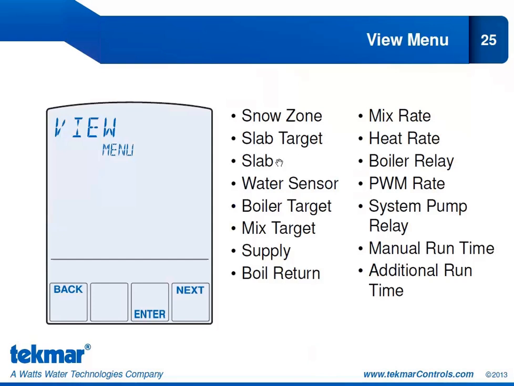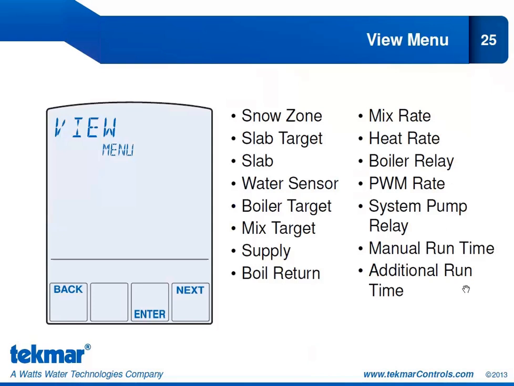We get to see what the current slab temperature is. It also shows us the state of the water sensor. So this would be the 090 or 094. It'll show up as wet or dry. We can see our boiler target and our mix target, our supply temperature, our boiler return temperature, our mix rate. So what position is our mixing device in? We can look at our heat rate. The boiler relay, is that open or close? The PWM rate. The system pump relay, is that closed? Is the system pump operating?